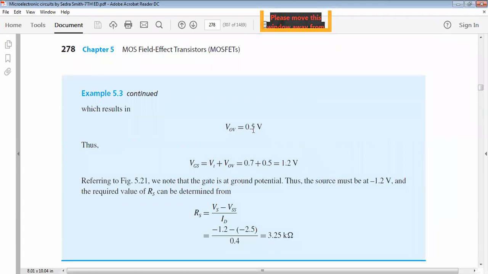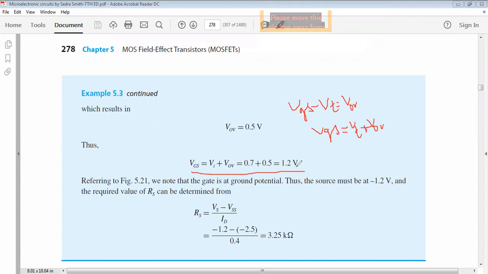Okay, finally VOV is equal to 0.5 volt. What is VOV? VOV is equal to VGS minus VT, the overdrive voltage. From this, VGS is equal to VT, the threshold voltage, plus VOV, right? Observe here, VGS is equal to VT plus VOV, that is equal to 1.2 volt. VGS is equal to 1.2 volt.